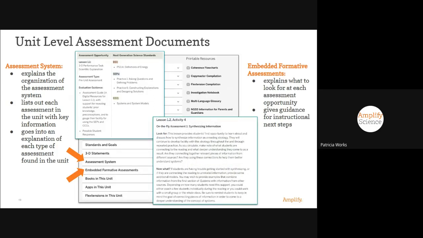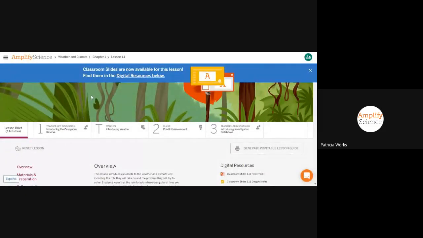So you see the look for and now what sections, like on this on the fly assessment, with the same text that you would find if you were in the actual lesson. All right, so now I'm going to go back to the platform just a second to just point out where those documents are.